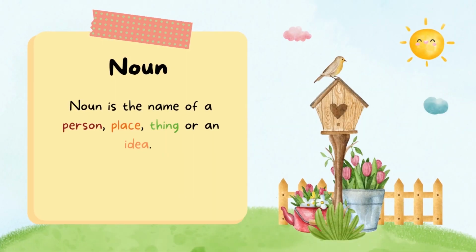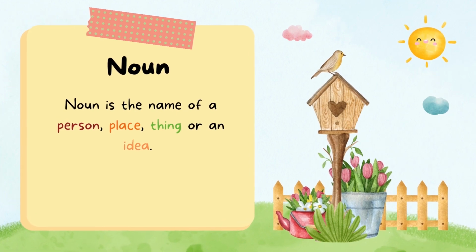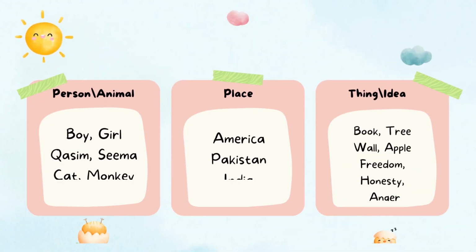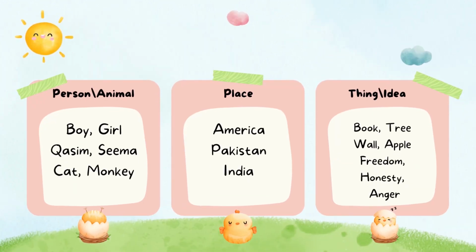Noun. Noun is the name of a person, place, thing, or an idea. For example, person or animal: boy, girl, Qasim, Seema, cat, monkey. Place: America, Pakistan, India. Thing: book, tree, wall, apple. Or idea: freedom, honesty, anger. So, anything which has a name is called noun.